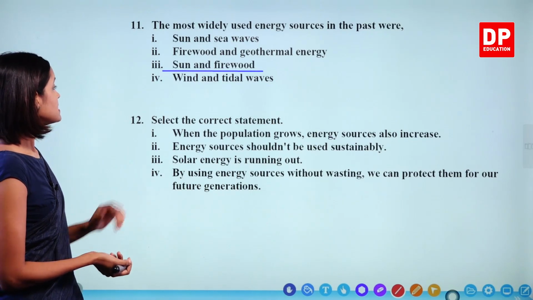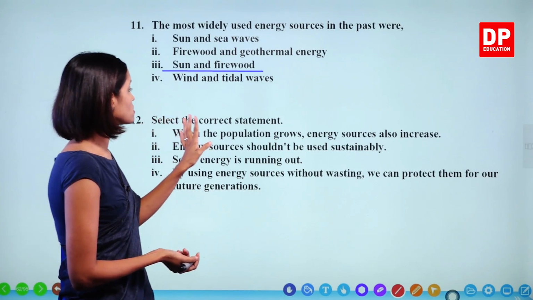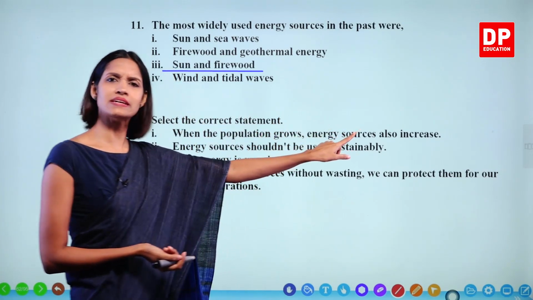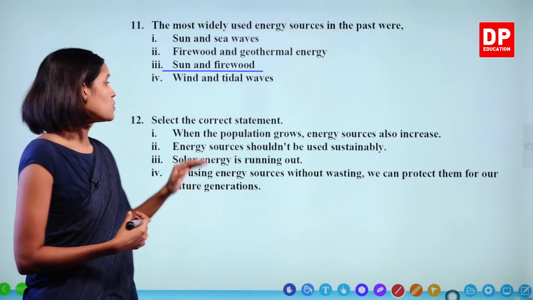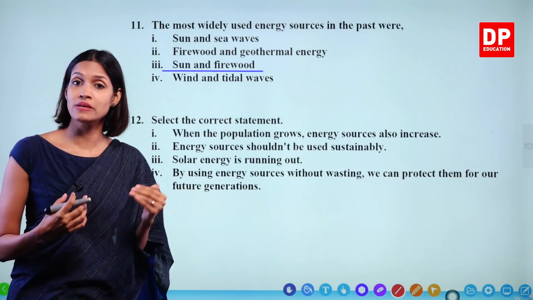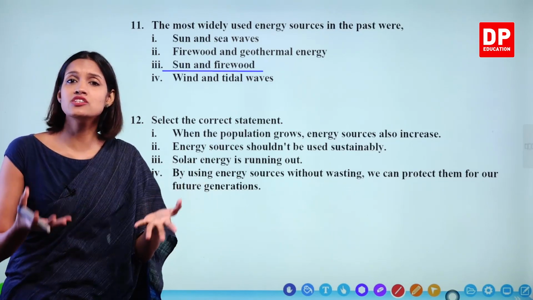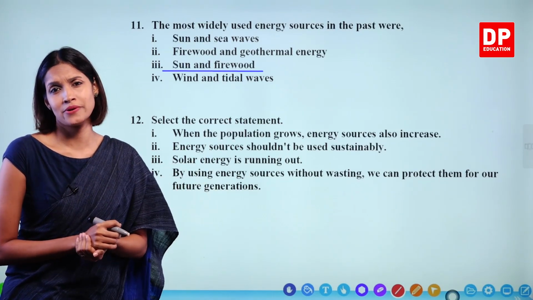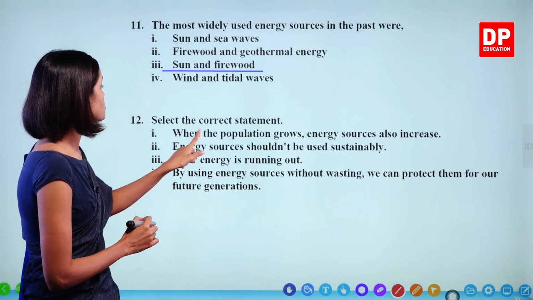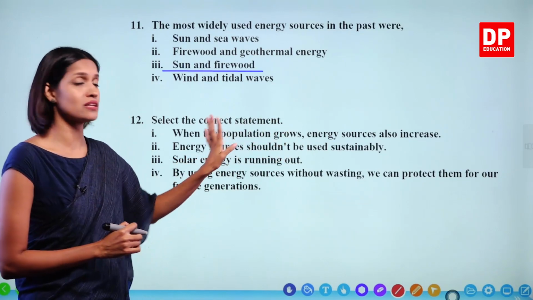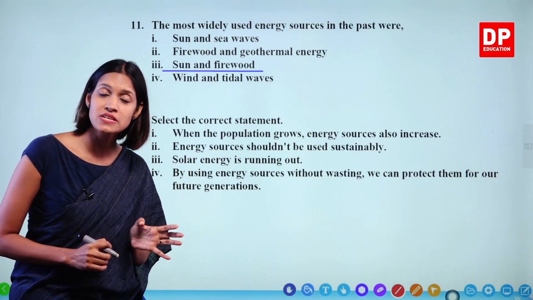Number 12. Select the correct statement. When the population grows, energy sources also increase. Is this correct, children? When we consider fossil fuels, population means the number of people. When the population grows, does this energy fuel also increase? No, it does not happen. Instead we consume these energy sources. Energy sources shouldn't be used sustainably. Do you remember what is the meaning of sustainable use of energy sources?